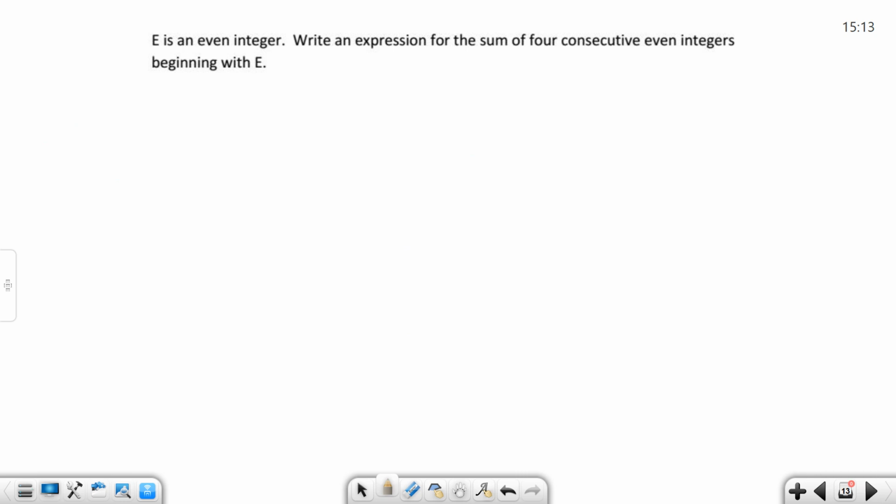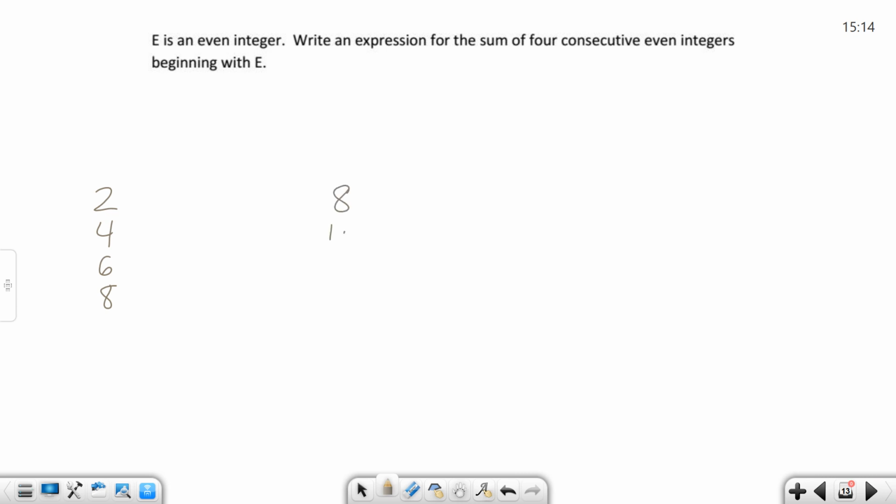Erase that there. So let's say that e is some even integer, and we write an expression for the sum of four consecutive even integers beginning with e. So even integer. Think about what that is. If the first one is 2, then we have what? 4, 6, and 8. That's four of them in a row.